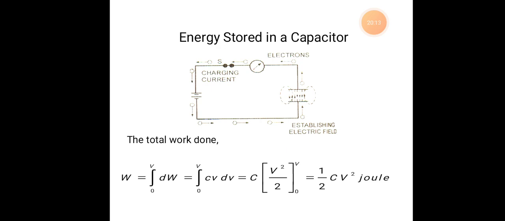And for the energy stored in the capacitor, see the circuit, the total work done. The work done is represented by the letter W, and the unit of work done is joules. See the circuit of these two plates: the capacitor of two plates is connected across the battery through a galvanometer and switches. You can see the circuit diagram in the PPT and in this video lesson.